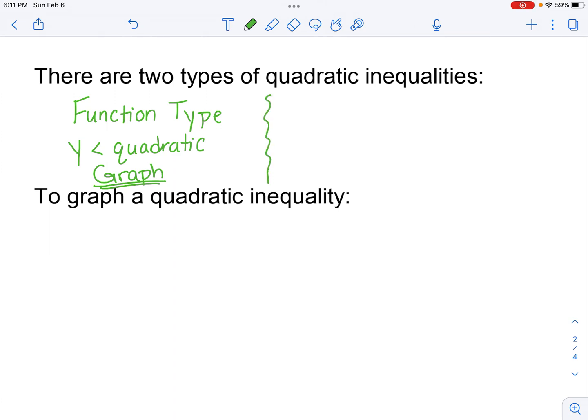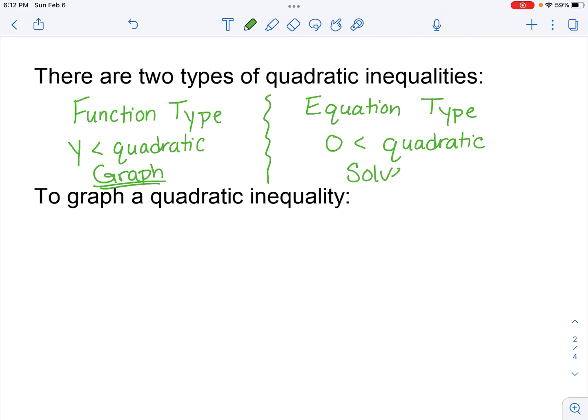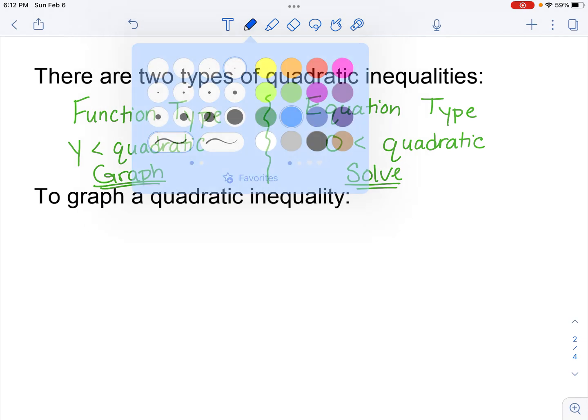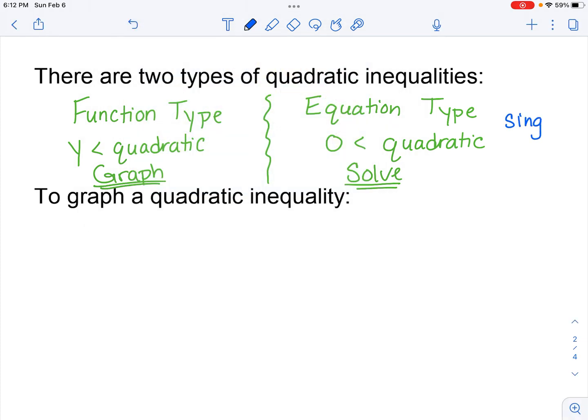Then the other type, which we're going to do in part 2 of this lesson, is the equation type, which means there's a single variable involved, all right? And that means we're going to have 0 with an inequality and a quadratic. Okay, single variable is the important thing here. And those are going to be solve problems. So our final answer is going to be the solution set, okay? So I'm going to make a little note over here. I'm going to make this in a different color. This is single variable versus two variables.